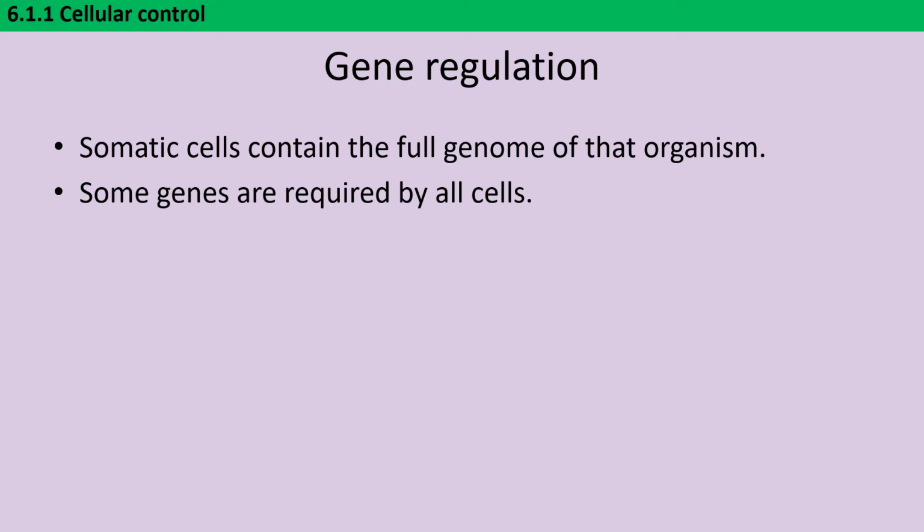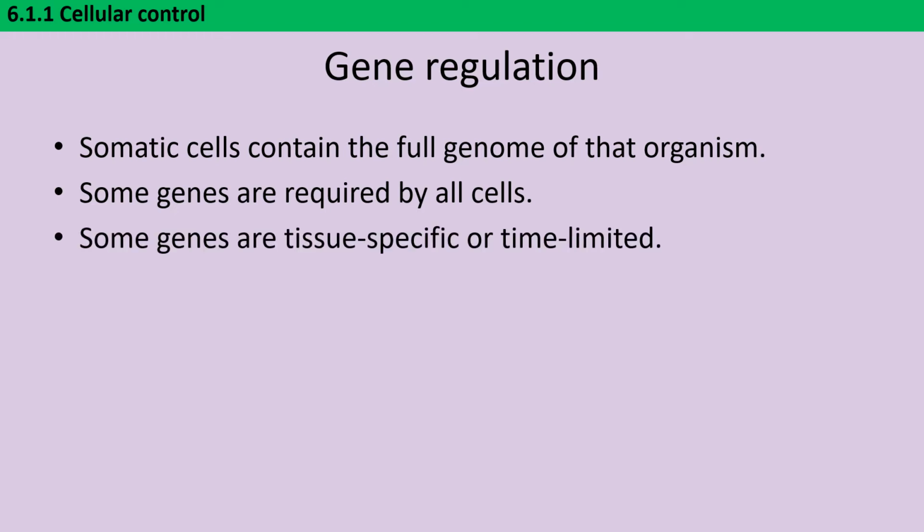So these could be things like genes that are necessary to make enzymes for respiration. And then there are other genes which are more specialised, and they're perhaps tissue specific, or they're only required at a particular moment in time. And so they need to be turned on and turned off either during the development of the fetus or possibly at different points throughout the organism's life.